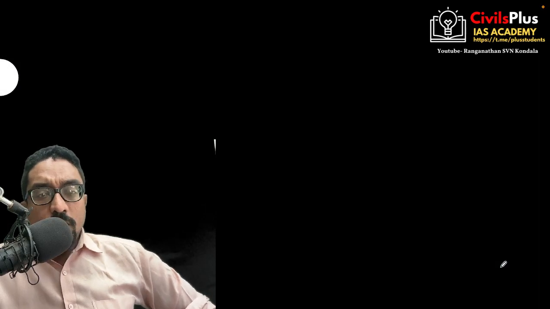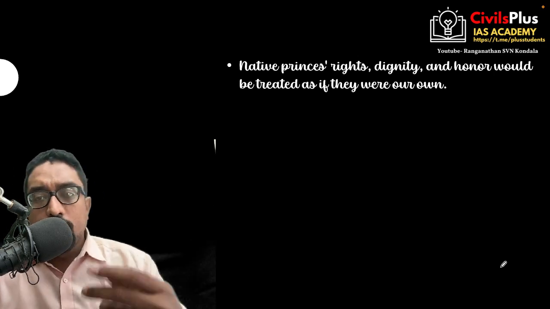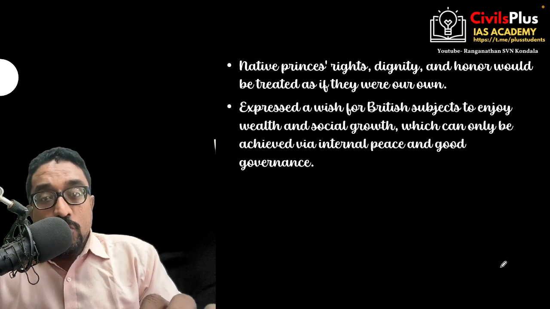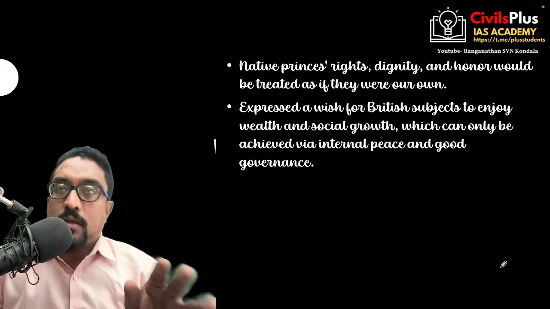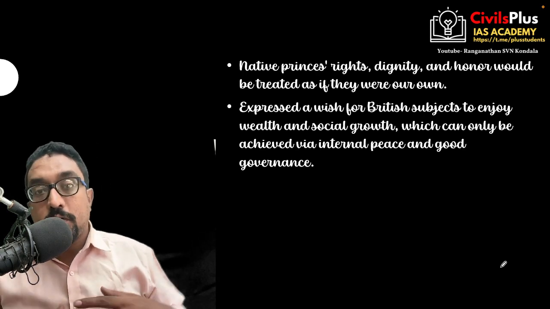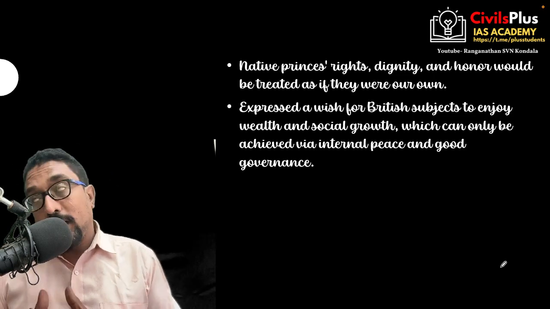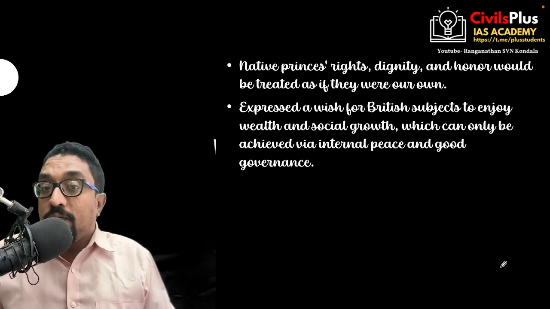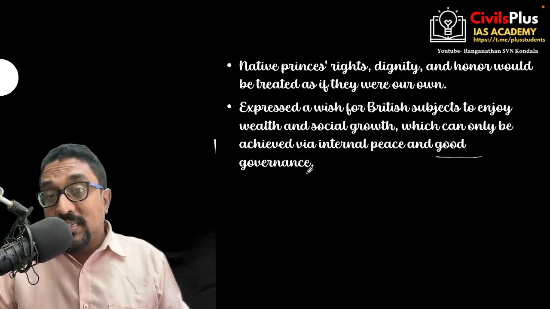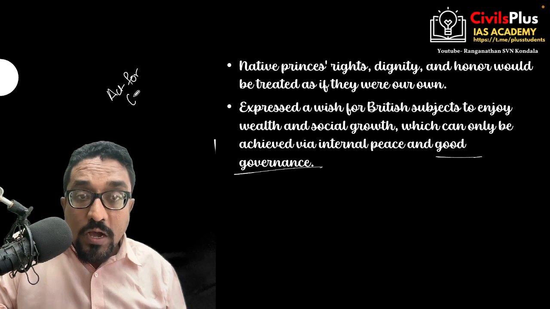Now, another provision was that the rights of the native princes, the dignity and honor of these kings, were to be treated as if they were the British's own. And also, there was an expressed wish by the British that all Indians would be treated as British subjects because Queen Victoria intended for British subjects to enjoy wealth and social growth. And given that the Queen has taken over India, the aim as per Queen Victoria's government was to give Indians wealth and social growth, which obviously was possible only through internal peace and good governance. This is the reason Government of India Act 1858, or the Queen's Proclamation, is also called the Act for Good Governance in India.